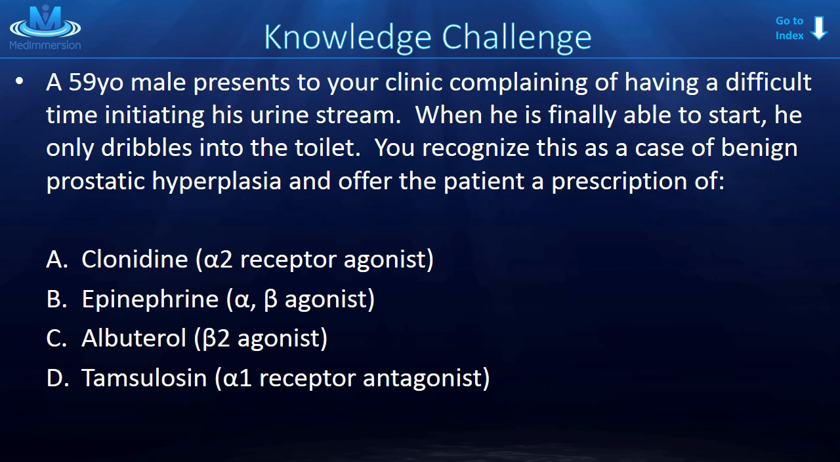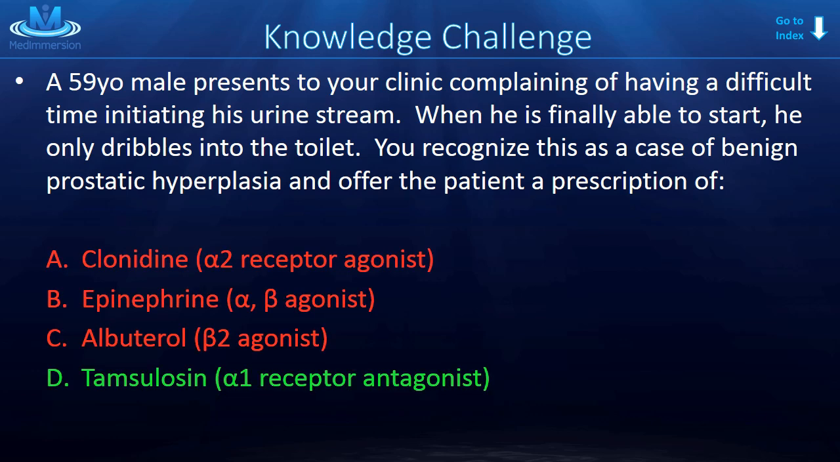This is the first case. A 59-year-old male presents to your clinic. He's complaining of having a difficult time initiating his urine stream. He just can't pee, the poor guy. When he's finally able to start his urine stream, he only dribbles into the toilet. You, being the awesome practitioner that you are, recognize this as a case of benign prostatic hyperplasia, which is relatively common in older gentlemen, and you offer him a prescription of what?